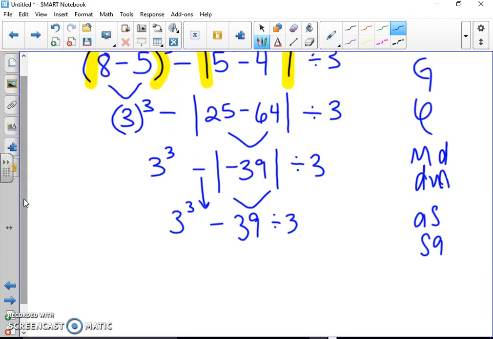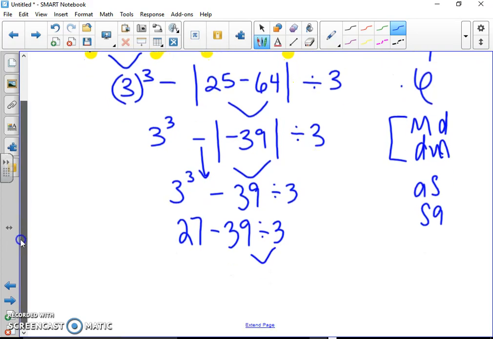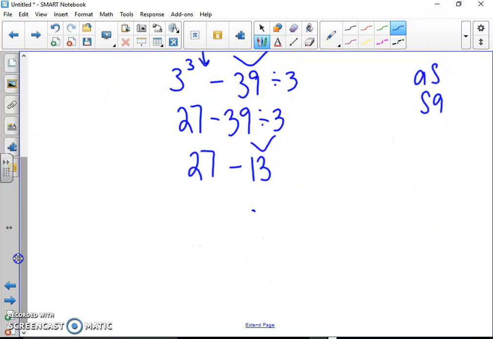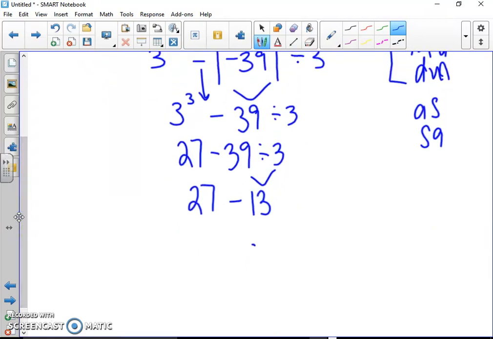All right, next thing, we did grouping. Exponents, yes, 3 cubed is 27 minus 39 divided by 3. Okay, what am I going to do next? Well, do I have any multiplication or division? Yes, 39 divided by 3. So that's going to give us 13. Bring down that subtraction, so you have 27 minus 13. Let's simplify that. 27 minus 13 is going to give us a final answer of 14.